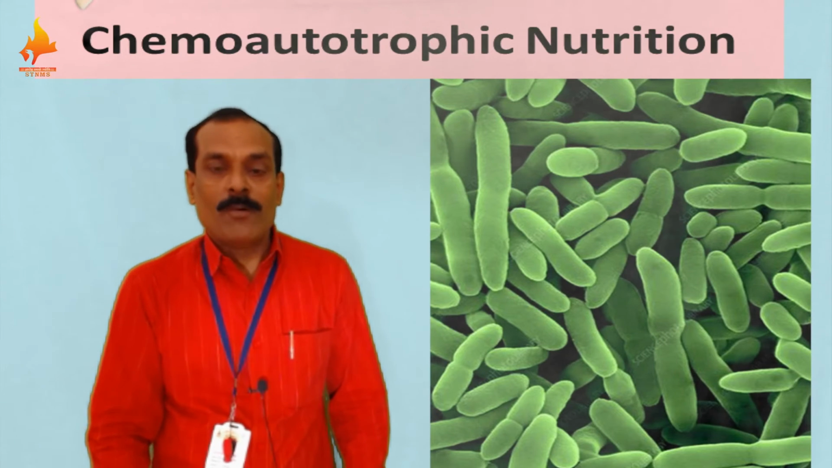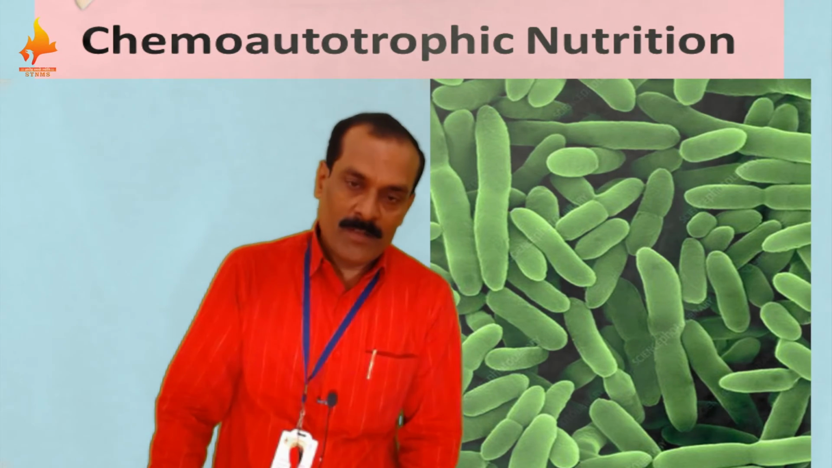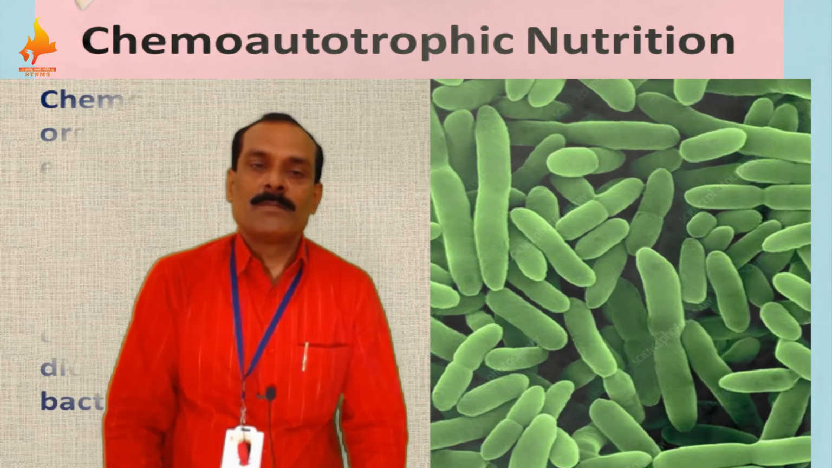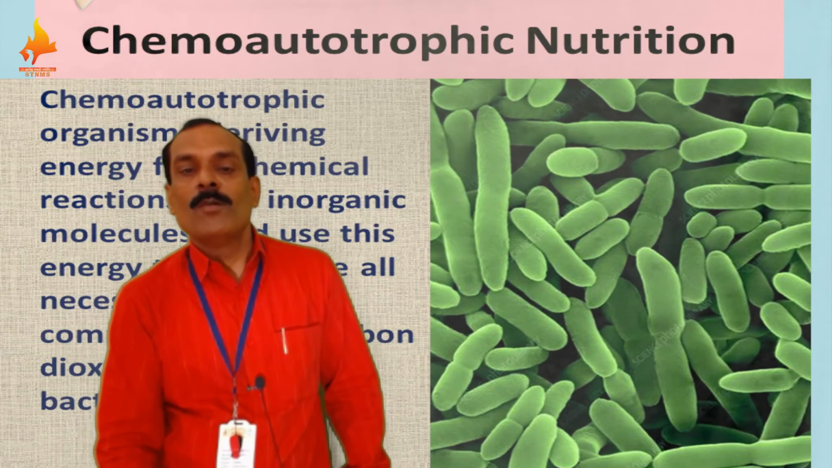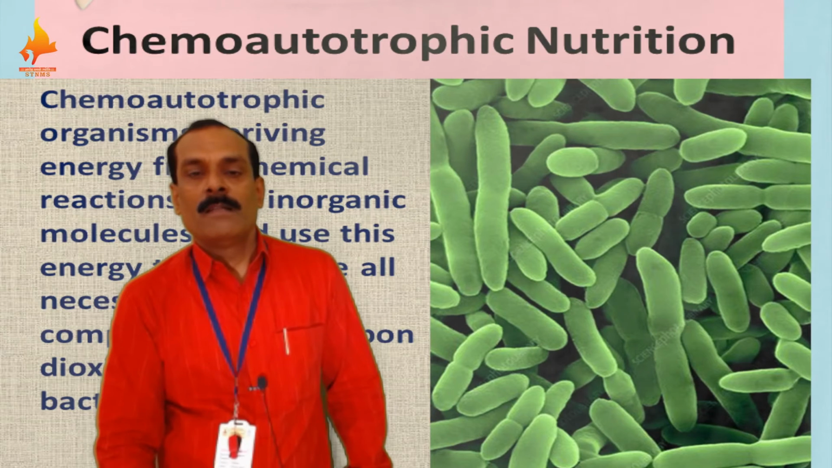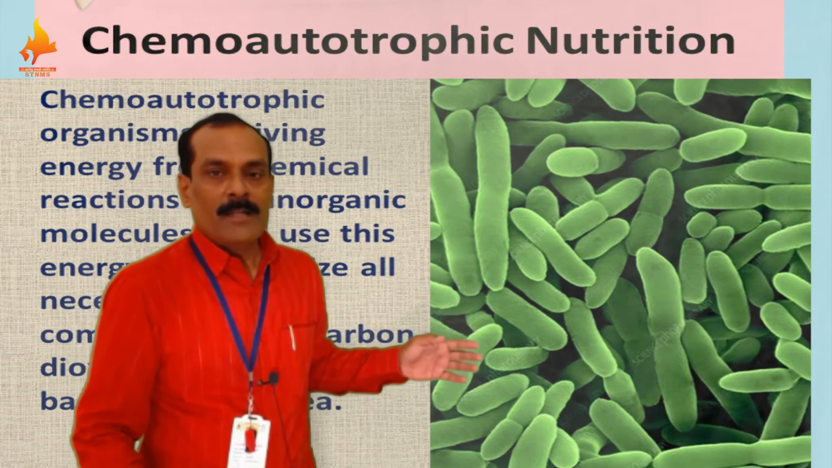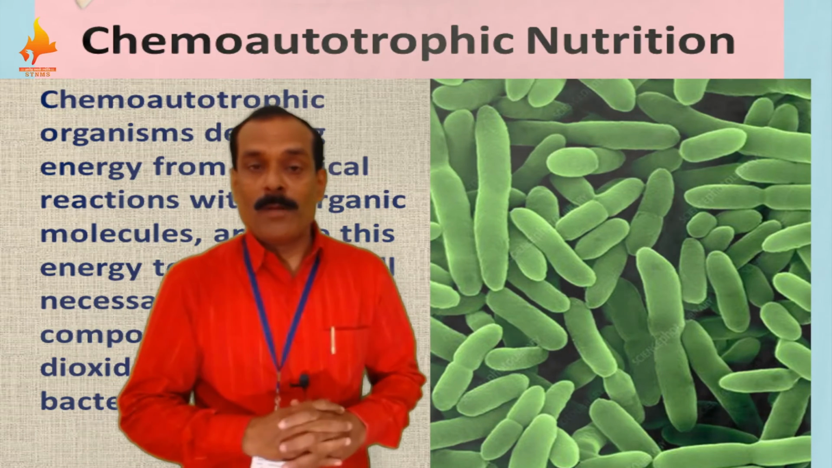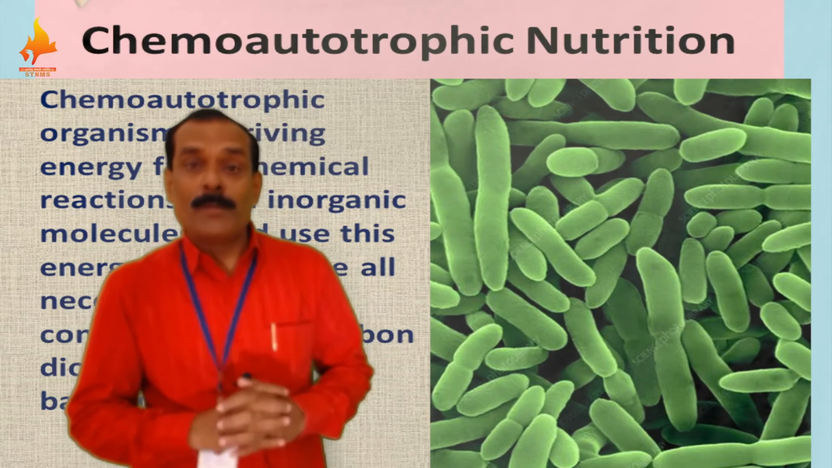Chemoautotrophic nutrition. Now what is this? You see in the PPT behind me, some organisms are shown. They are the chemoautotrophs. Here the different organisms are shown. They are the chemoautotrophs, and they perform the chemoautotrophic mode of nutrition.